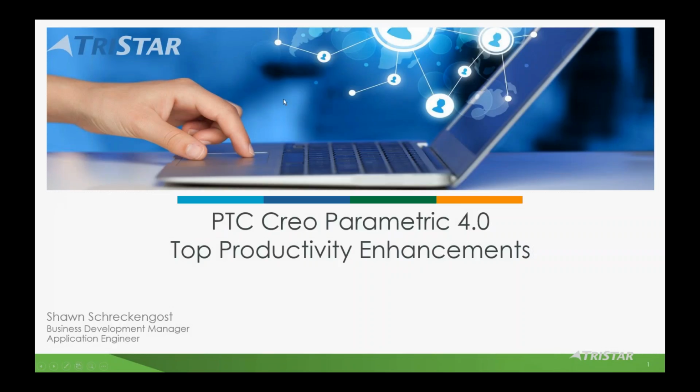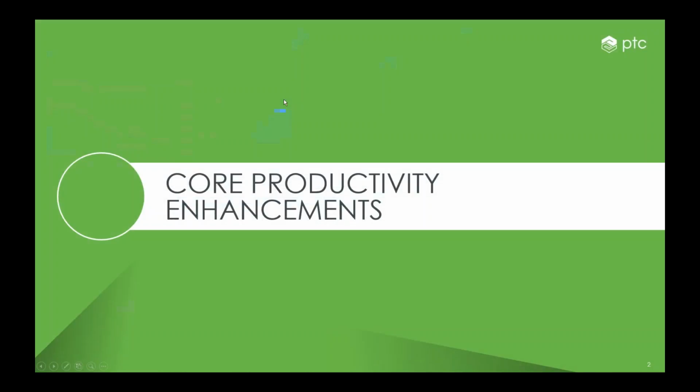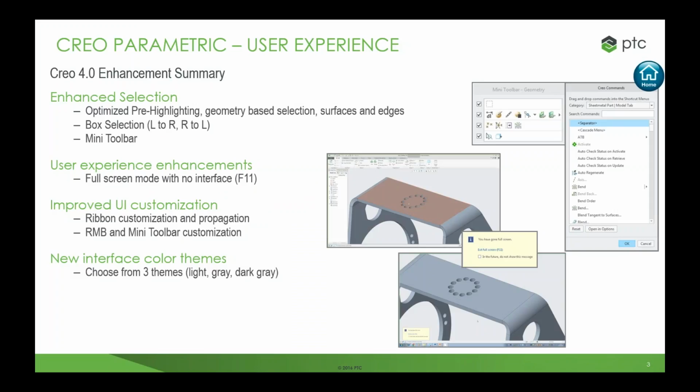So, we have a few things to discuss today. First, we're going to introduce you to some core productivity enhancements around the modeling and assembly environment. First of all, we have some enhanced selection tools. We have optimized pre-highlighting, geometry-based selection, surfaces, and edges. We now have the ability to use a box selection tool, and we also have a mini toolbar that appears when we select on objects.